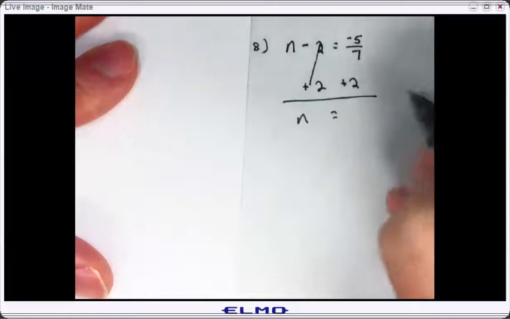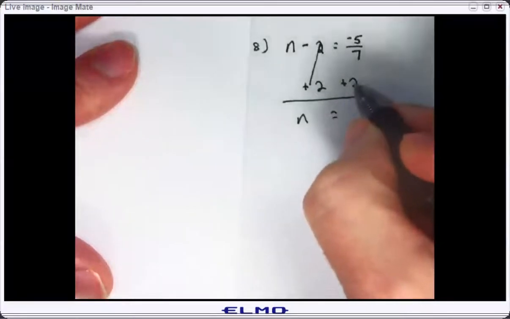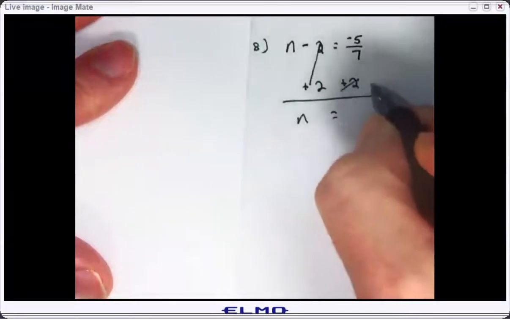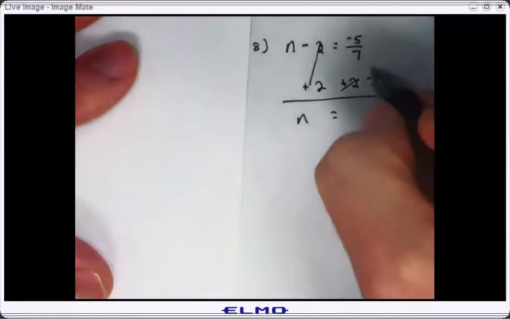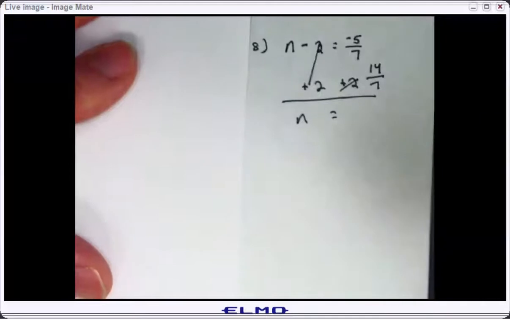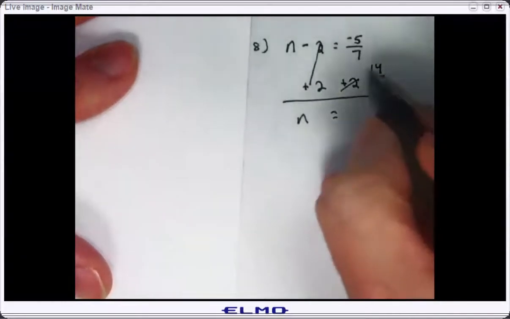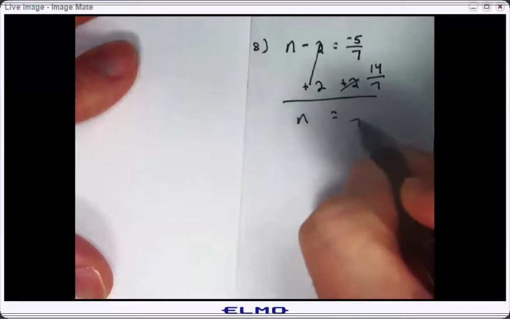Now, you can put that in your calculator, but if you do it on paper, you have to write 2 as a fraction with a common denominator, which is 7. And I know that 14 over 7 is the same thing as 2. 14 divided by 7 is 2. Now I can work it out. My common denominator is 7.